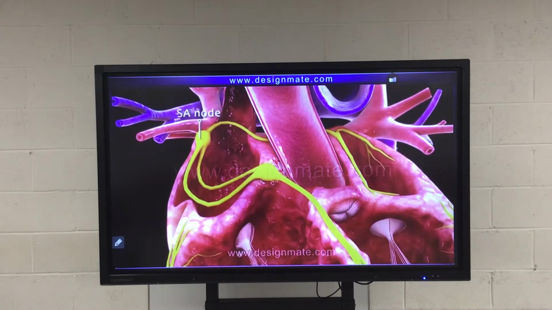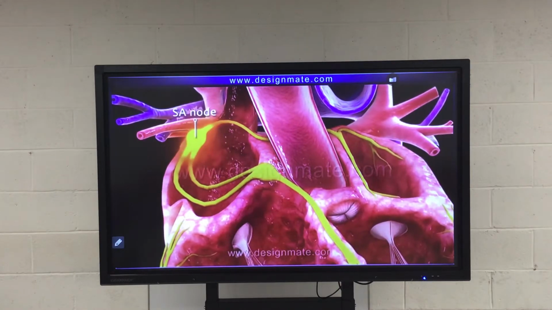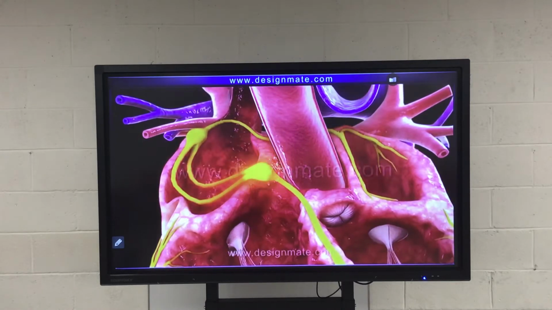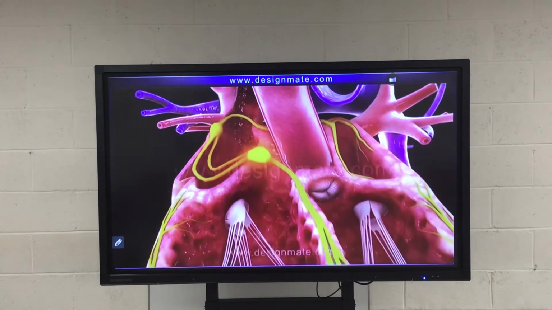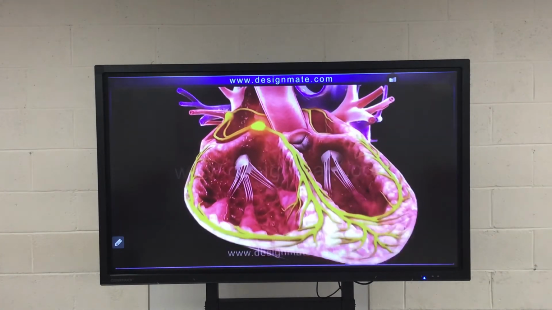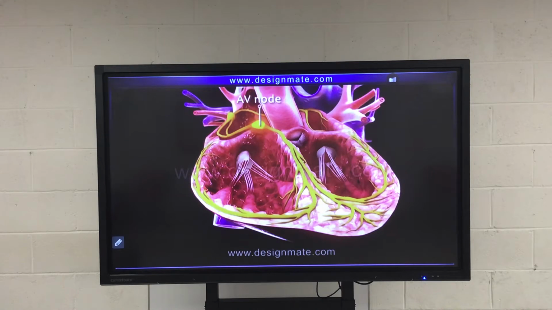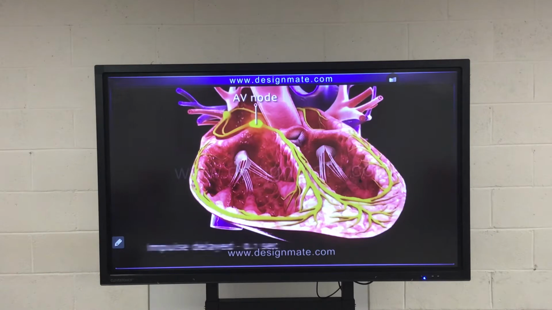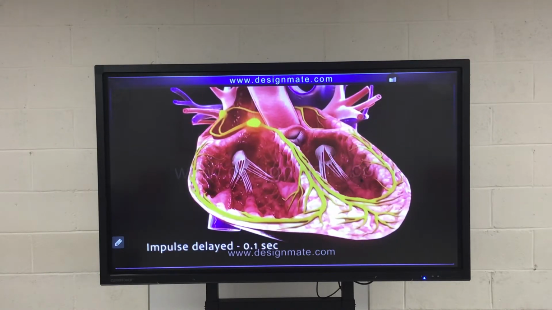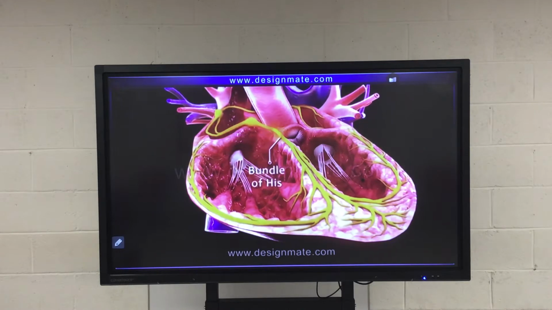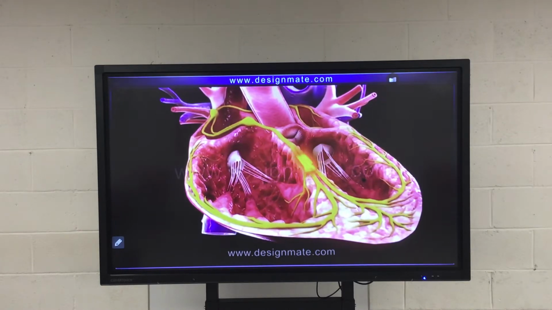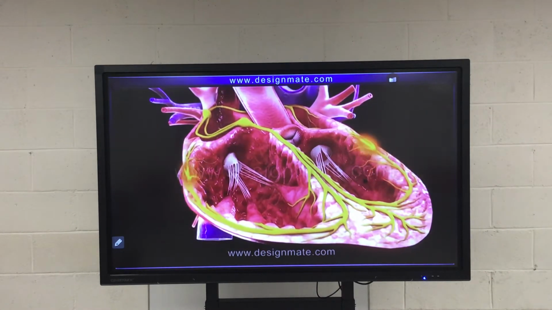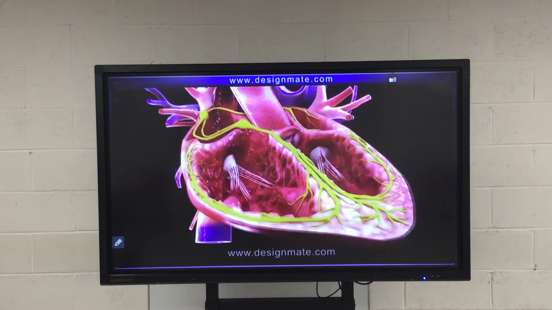The SA node generates an impulse which spreads across the walls of the atria through the specialized conducting system, causing both atria to contract in unison. During atrial contraction, this electrical impulse reaches the atrioventricular node or AV node. Here the impulse is delayed for about 0.1 second, after which it moves along the bundle of His, bifurcates into bundle branches before spreading along the Purkinje fibers. The impulse reaches the lateral ventricular walls and causes their contraction.